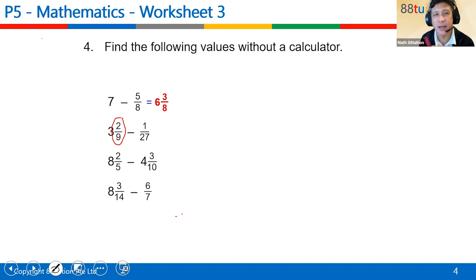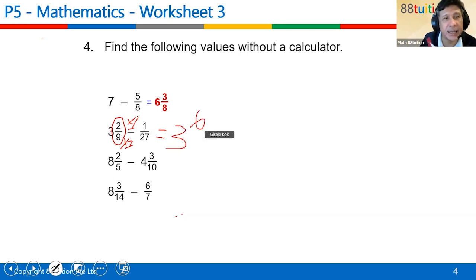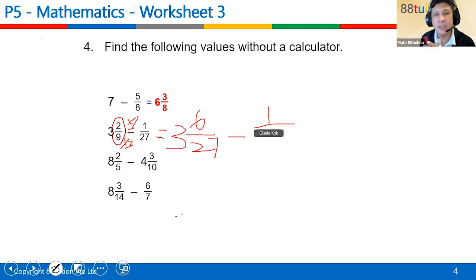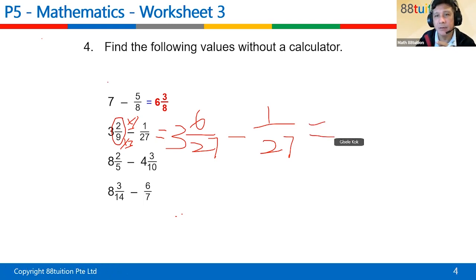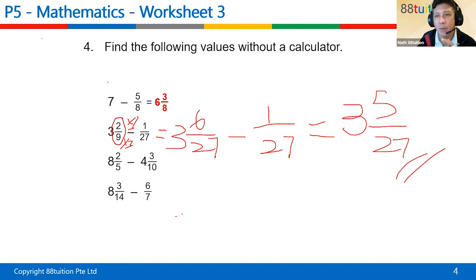Okay, Giselle, you raise your hand. You want to try that? Okay, you try that. Yes, you multiply by 3 and 3, correct? So it becomes 3 whole and 6 out of 27. Yes, and you minus 1 out of 27. So your answer will be 3 whole, 5 out of 27. Correct. Okay, so that's how we do. Good job.